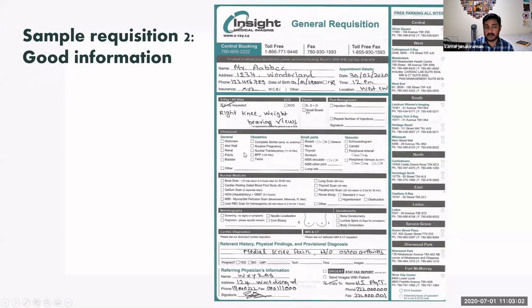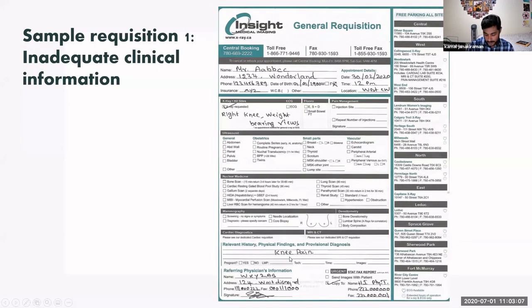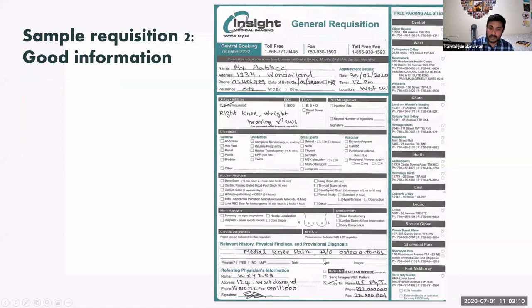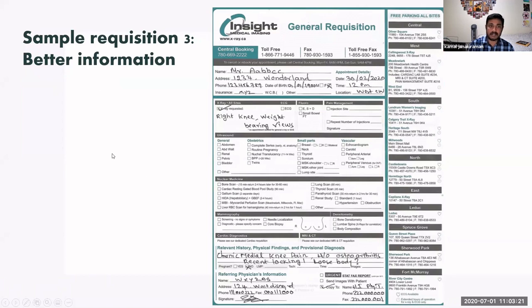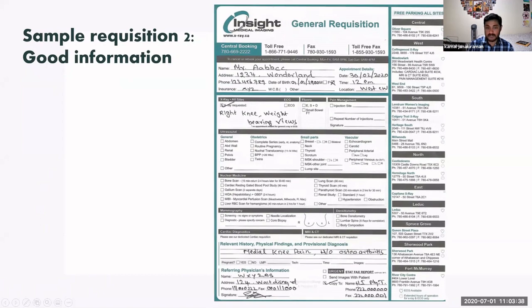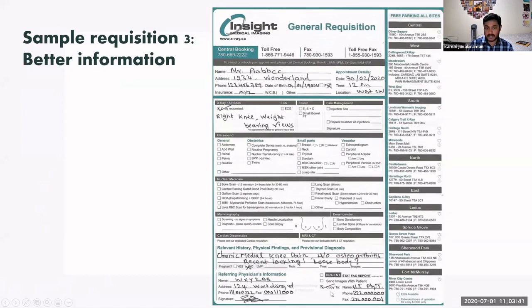Why? Because the next thing, you can provide better information. Instead of providing just the knee pain, you can provide medial knee pain with history of osteoarthritis, so that a radiologist knows why you are sending the patient down. And more than this, this one has better information: chronic medial knee pain, history of osteoarthritis, recent locking, whether there is any loose body. This is the reason you are sending the patient to the radiologist. You see the difference between the first one, just the knee pain, and the last one.